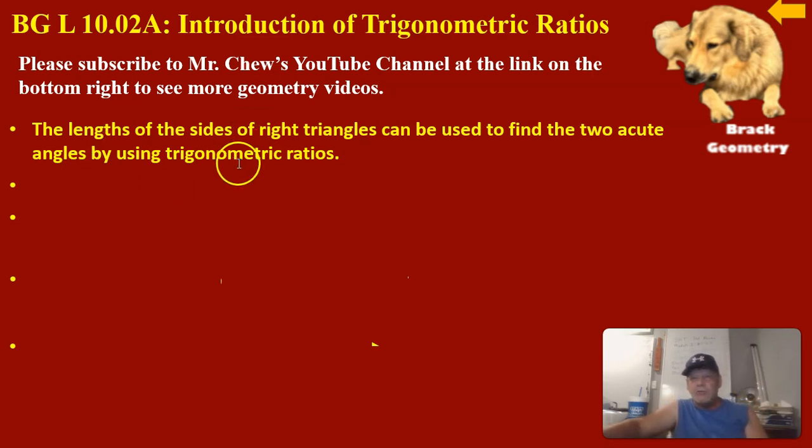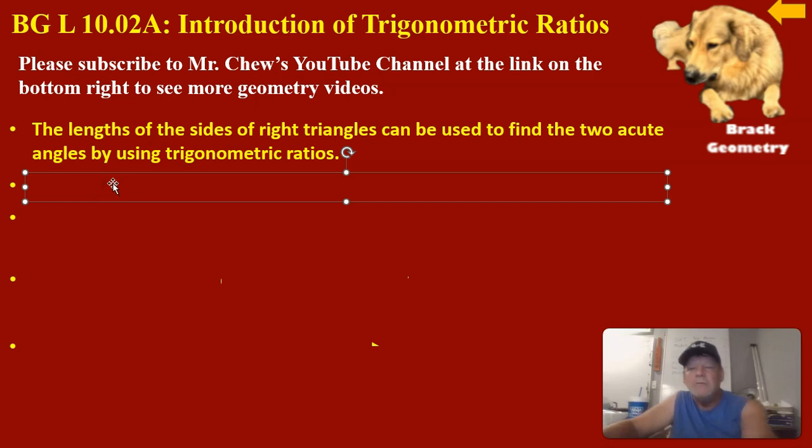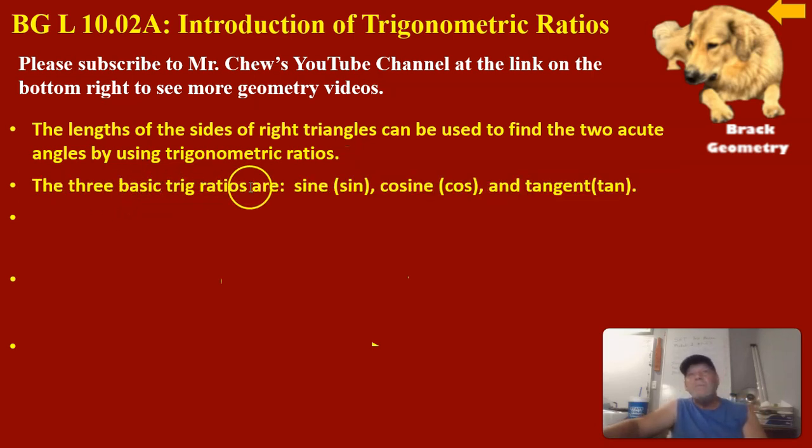All right, so now let's talk a little bit about right triangles. The lengths of the sides of the right triangles can be used to find the two acute angles of a right triangle by using the trigonometric ratios. The three basic trig ratios are sine, and we call that SIN.